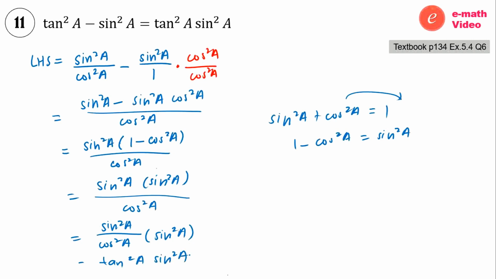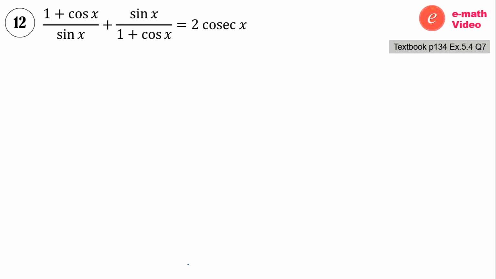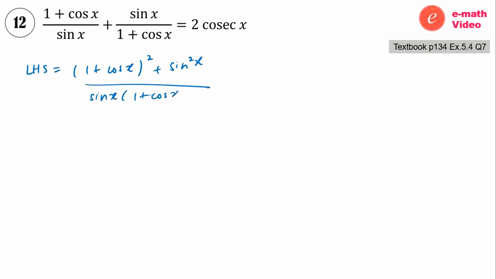Proven. Number 12. Right, same thing. We have 2 fractions on the left hand side, 1 term on the right hand side. Combine the fractions. Okay, so on the left hand side equals this one times this one becomes 1 plus cos x square plus sin x times sin x is sin square x over sin x times 1 plus cos x.